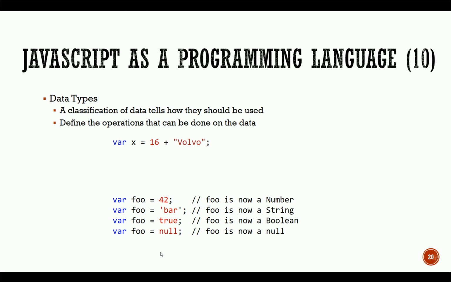They're showing the example of what happens if we add 16 with Volvo. This actually becomes the string 16 plus the string Volvo. And again, at the end of the statement, we need to have a semicolon.